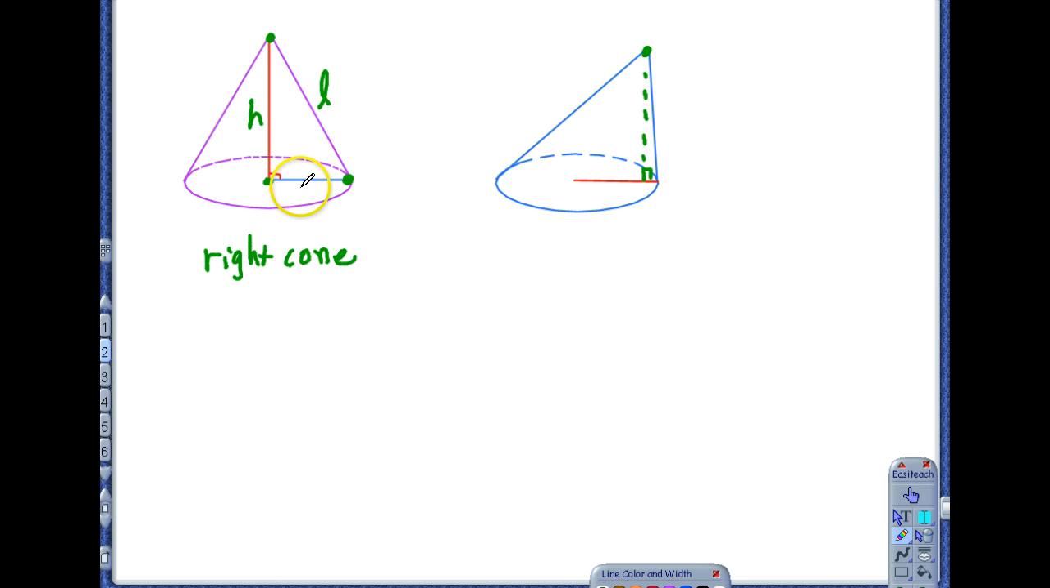And then we call this the radius. Notice what's kind of unique is that you see a right triangle. So that might come into play. We'll see. All right, let's talk about surface area.